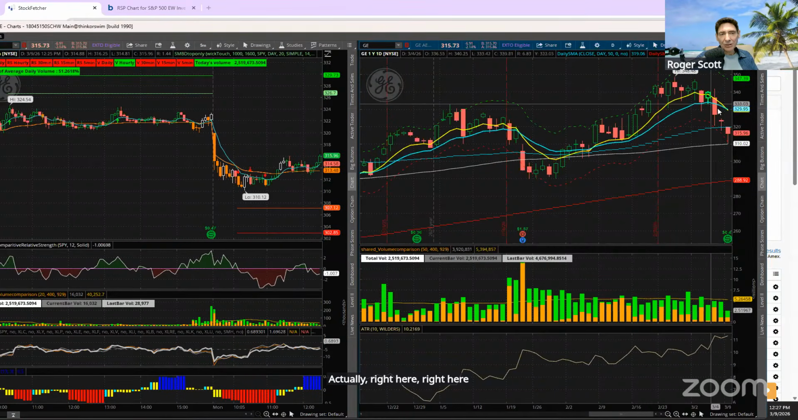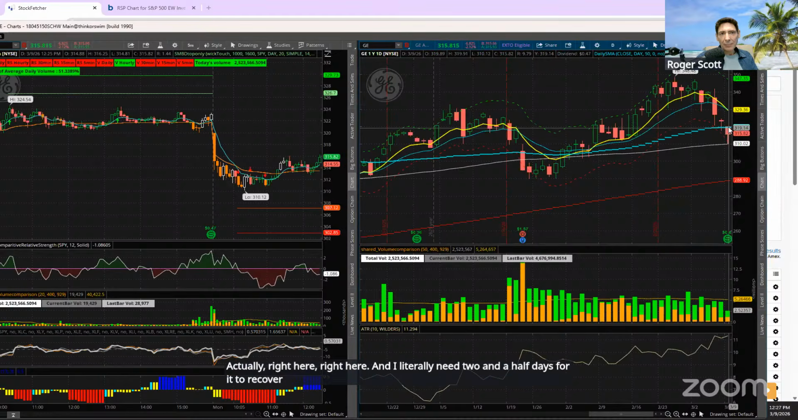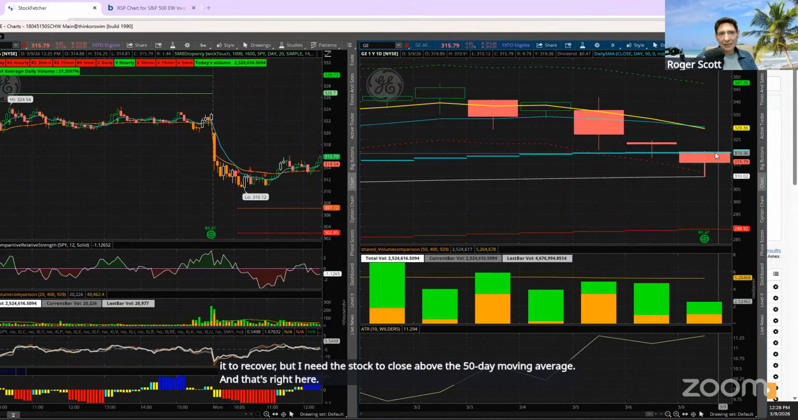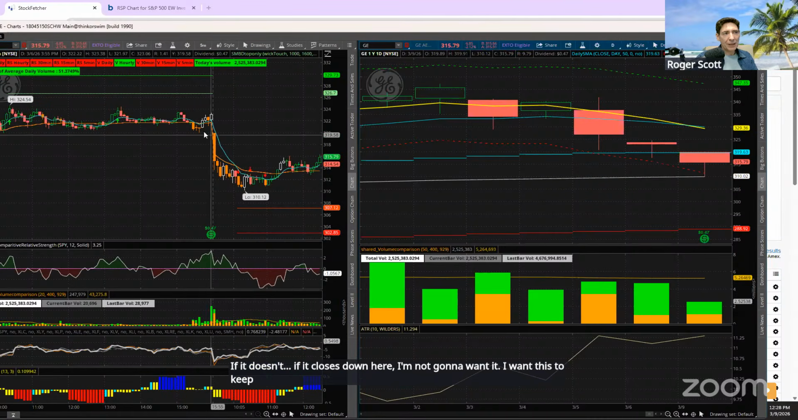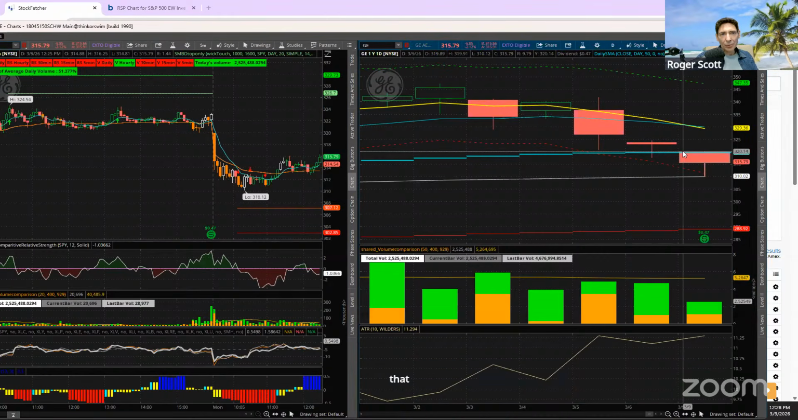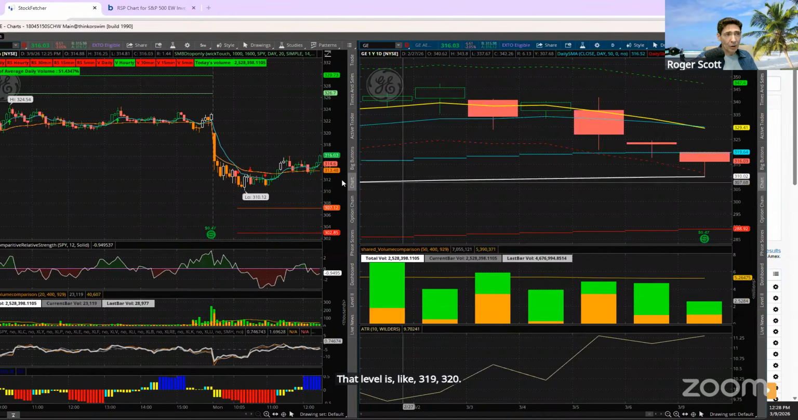And I literally need 2.5 days for it to recover, but I need the stock to close above the 50-day moving average. And that's right here. You see where it is right now? I need it to close above this blue line for me to hold it. If it closes down here, I'm not going to want it. I want this to keep coming back up and ideally close above 320. That level is like 319, 320. That's ideally what I'm looking at for today.